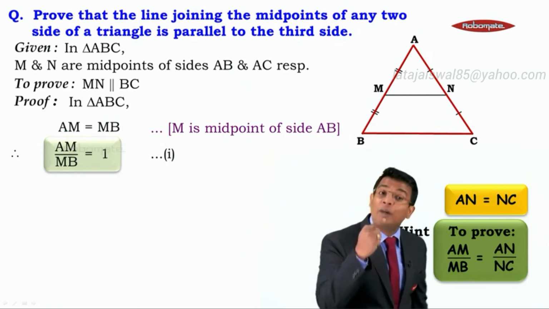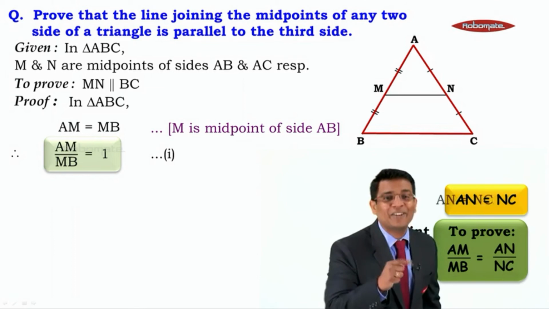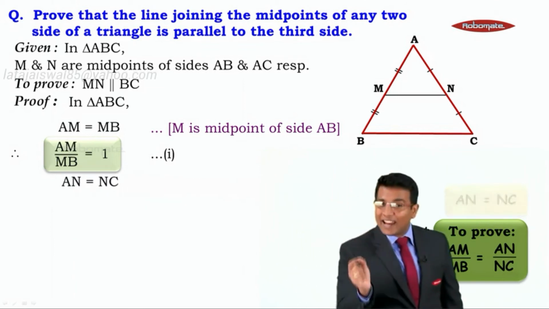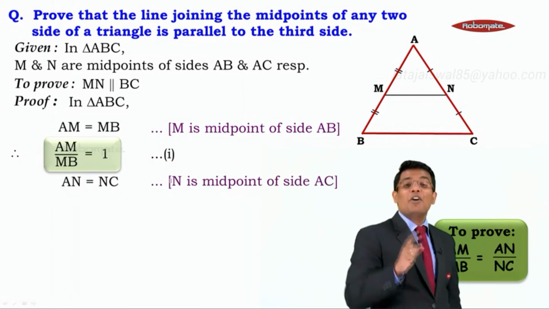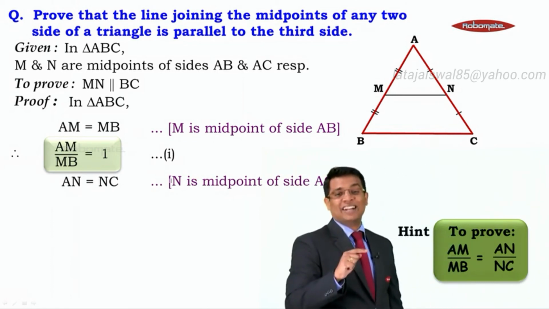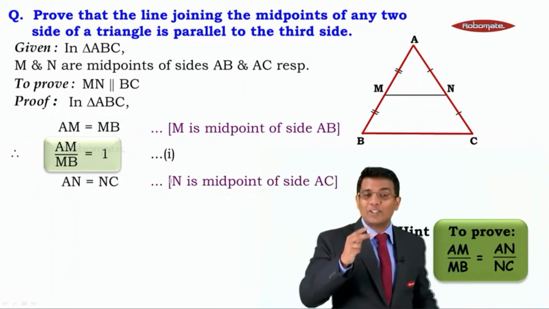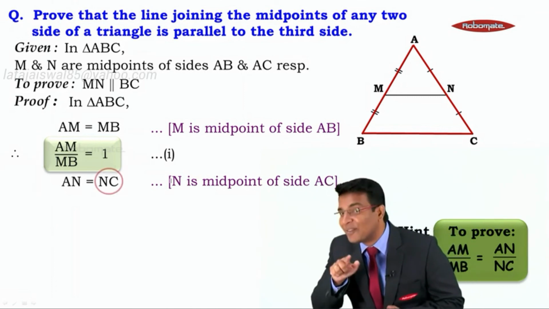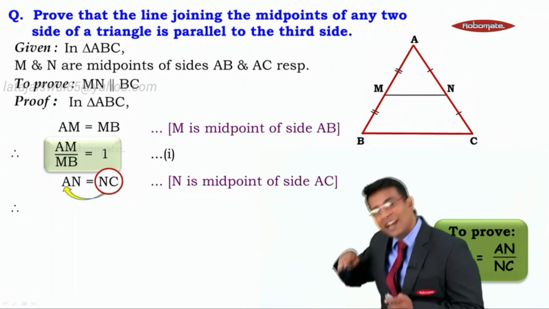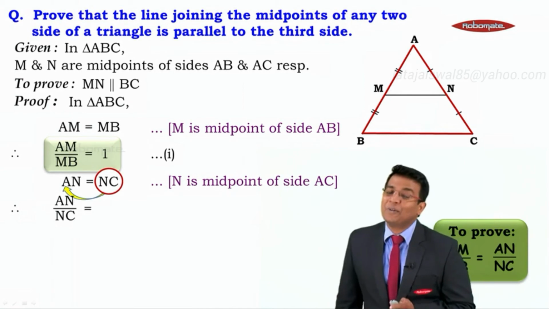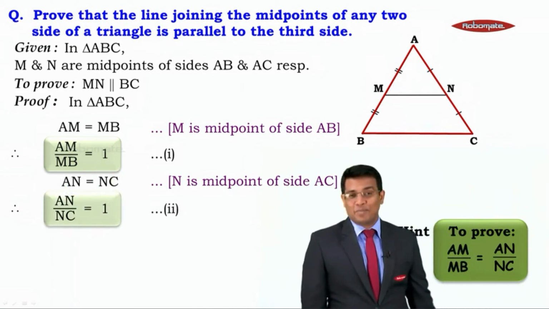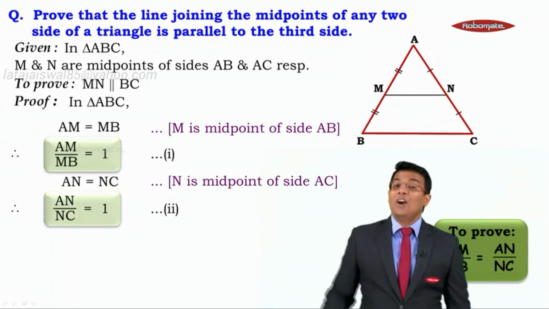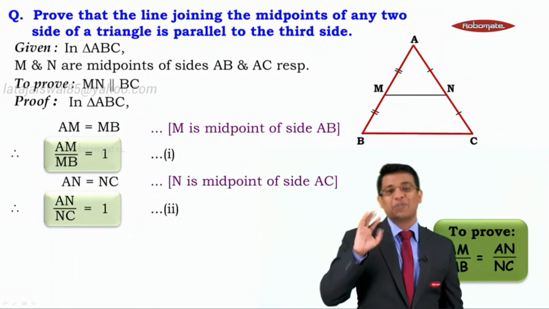So you're saying, sir, we want one more. See the next given. What do we have? We have AN is equal to NC. Why? Because N is the midpoint of side AC. From this, we need to get that ratio, that is AN upon NC. So what we'll do now? Yes, we'll shift that NC onto the left hand side. So when we do that, we get AN upon NC is equal to 1, and that should be our statement number 2. Observe statement number 1 and 2.